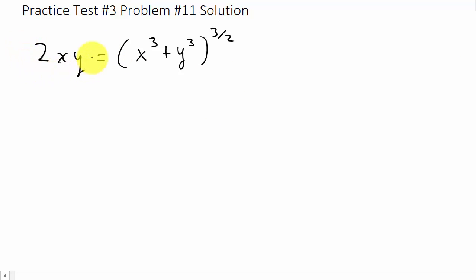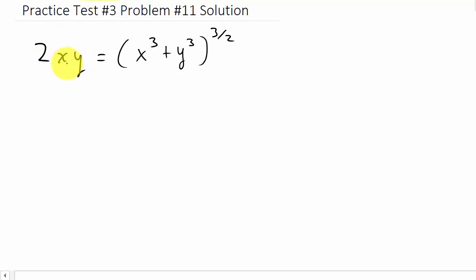Over here I've got 2xy, and for that I'll need to use the product rule. Over here I've got x cubed plus y cubed, all of that to the 3 halves, so over here I'll have the chain rule.